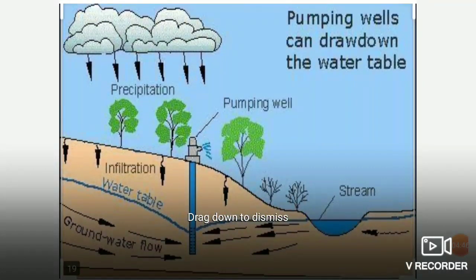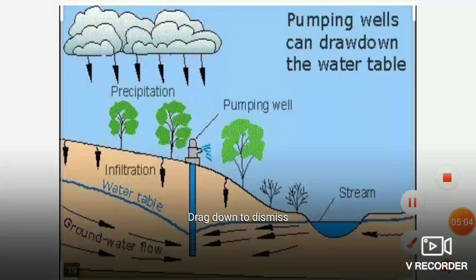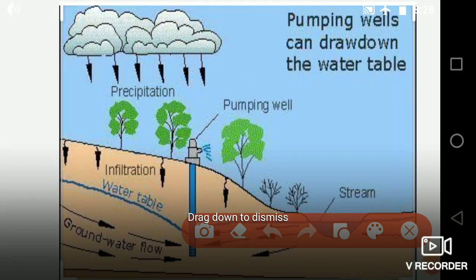So you can see how the groundwater is getting recharged. Precipitation, rain is taking place, so infiltration takes place. Due to this infiltration, that means the percolation, you can see that this place is having the water, and that is pumped with the help of the pump or the tube wells.